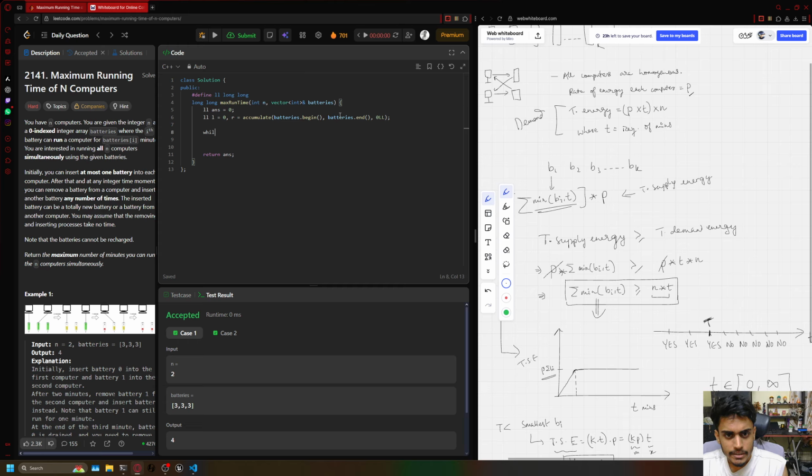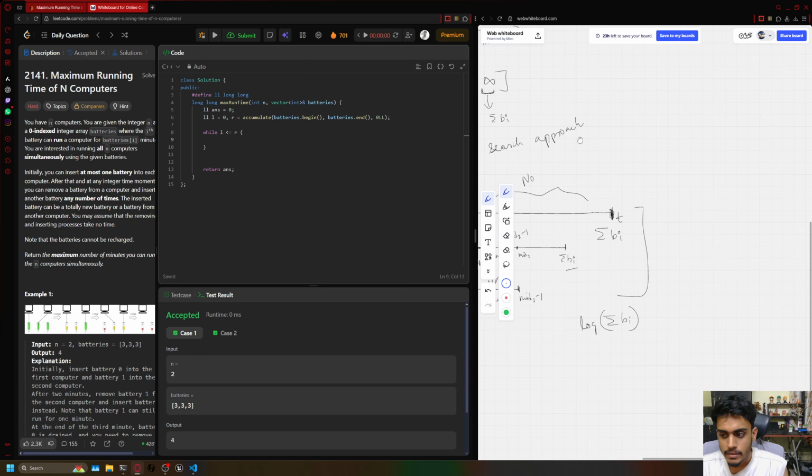Then I'll be doing a binary search. I'll say while L is less than or equal to R. This is for my search space, but inside that I'll be calculating my demand energy. That will be an iteration over the number of batteries I have, let's say that number is k.